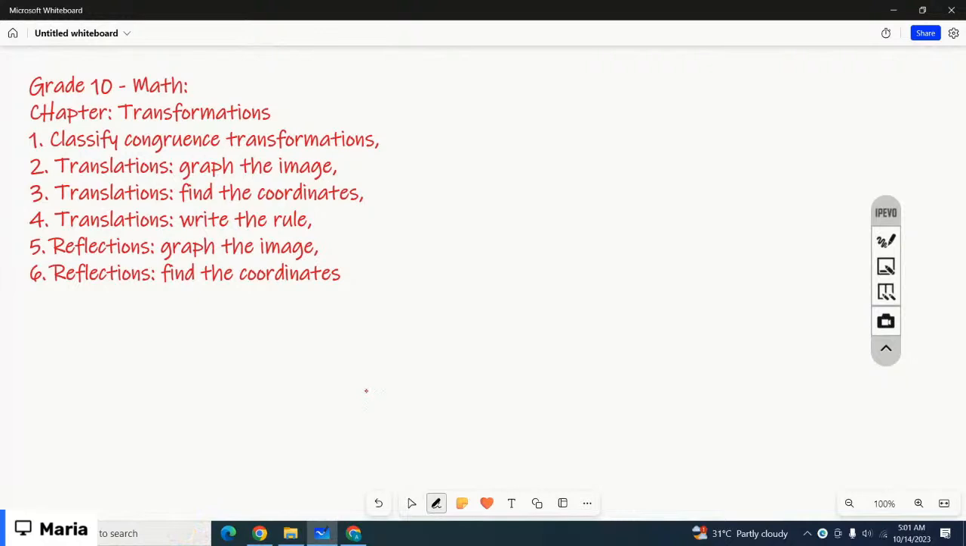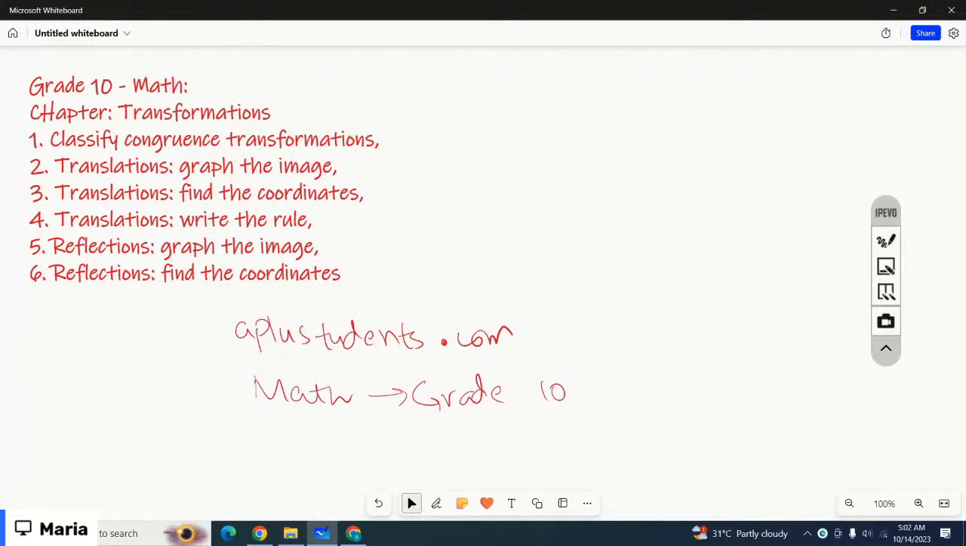So you can find all the lessons on aplusstudents.com. You have to log in there using your email address and password as provided by the administrator. Then you have to select math from the subject tab, scroll down to grade 10, and then click on view all lessons. There you can find a list of the chapters.